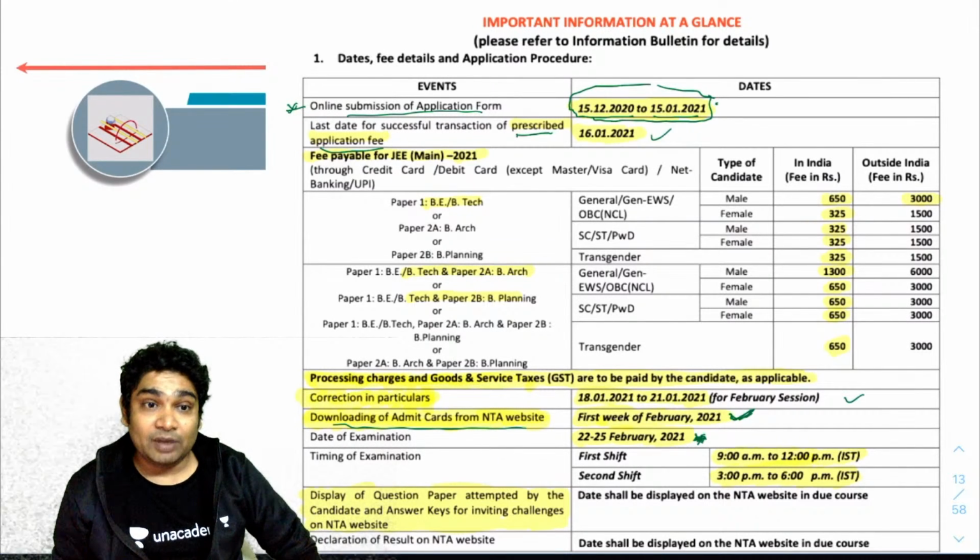Now, admit cards would be available in the first week of Feb. The exam dates are from 22nd Feb to 25th Feb. And the exams will be happening in two shifts: morning shift 9 to 12 and evening shift 3 to 6.